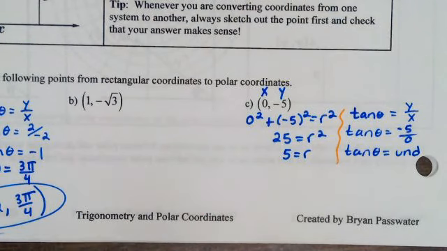Now, it doesn't mean that you can't solve this one, okay? You totally can. We can figure out what angle measure tangent is undefined at. So don't give up and say that you can't do it, because you can. It's not like there's no solution. We need to figure out where tangent is undefined.